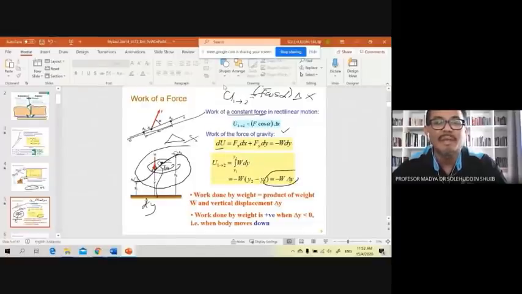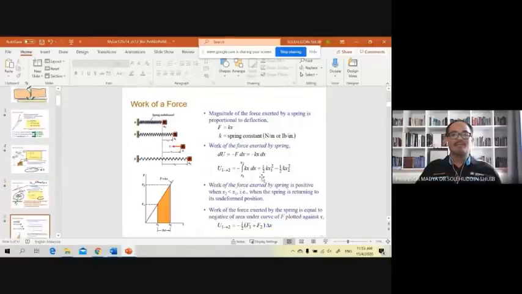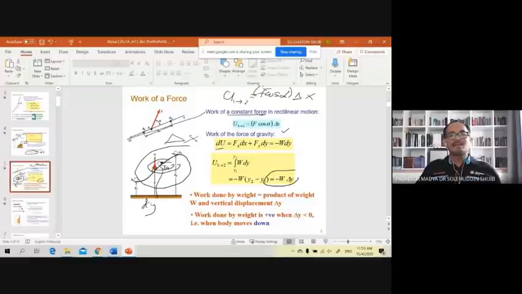I would like to make a quick comment on this one, which is work of force of gravity. Work done by weight equals the product of weight W and vertical displacement delta y. Work done by weight is positive when delta y is less than 0, which is when the body moves down. I think I'm going to stop here.